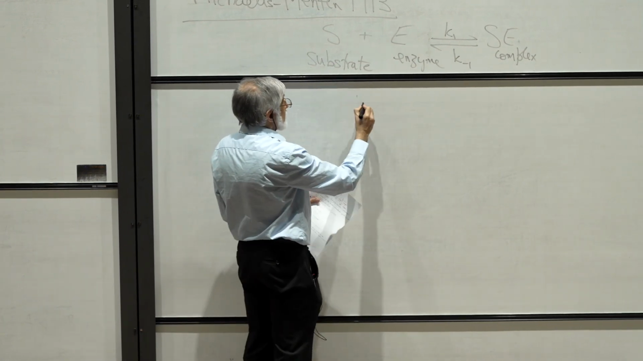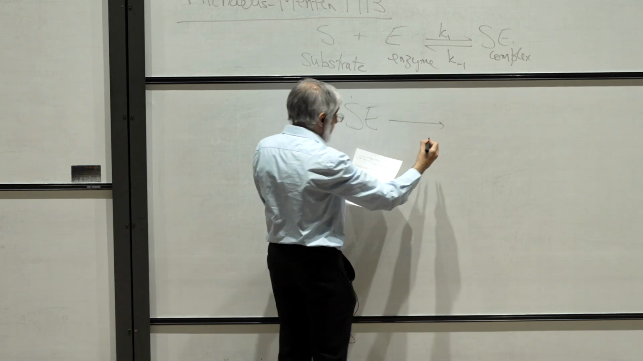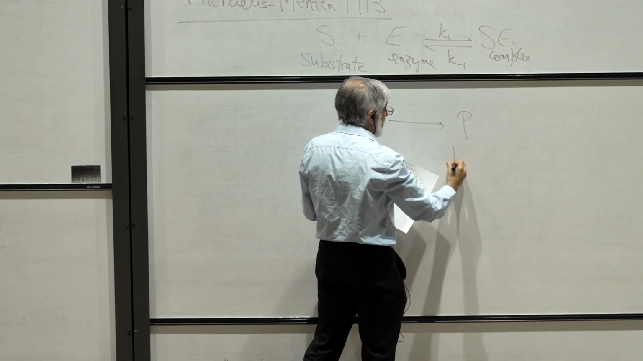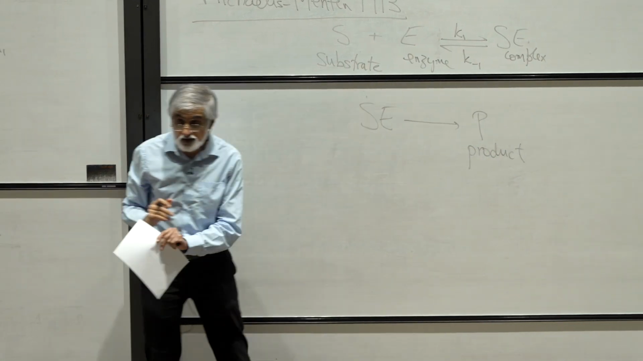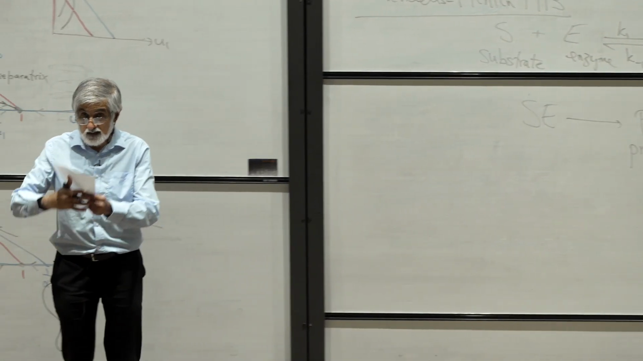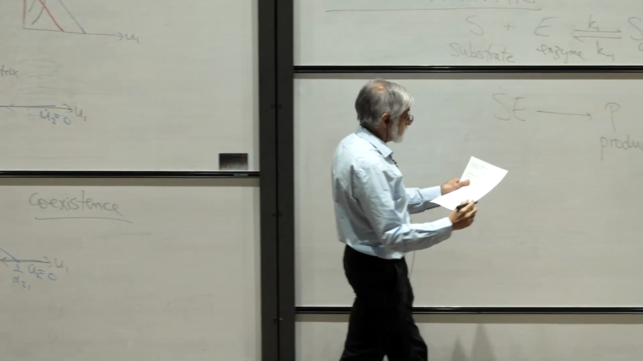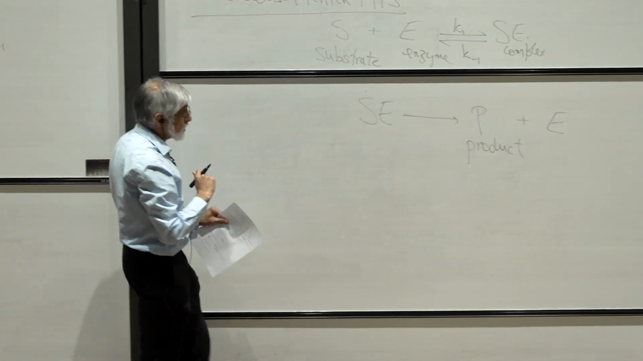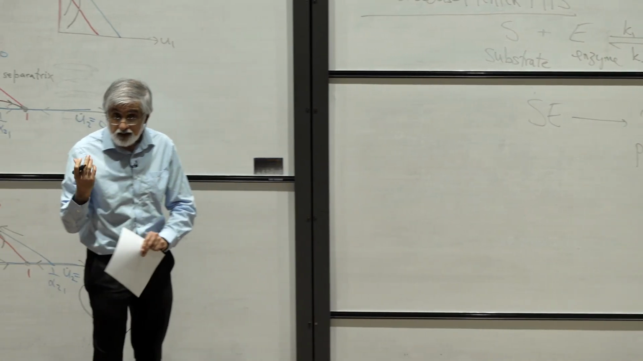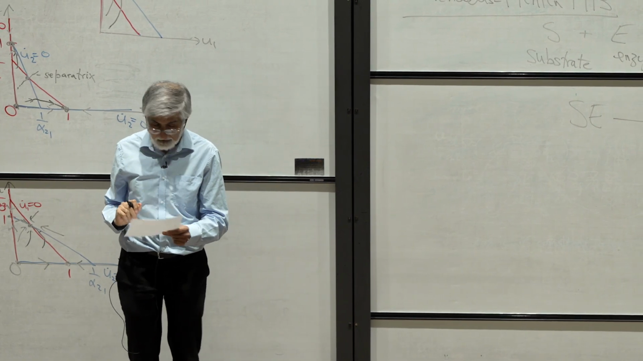And then when this complex breaks up, you get the product. Okay, this is not the mathematical product, this is a chemical product or biochemical product. And the enzyme comes back. So the enzyme, as you know, with catalysts, they're not created and they're not destroyed by the reaction. Okay?